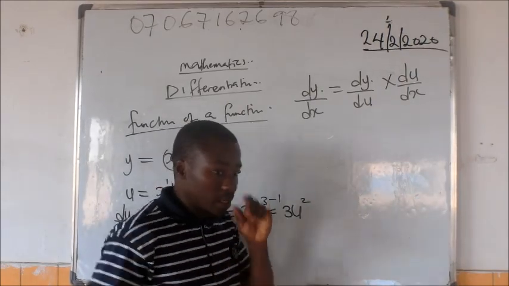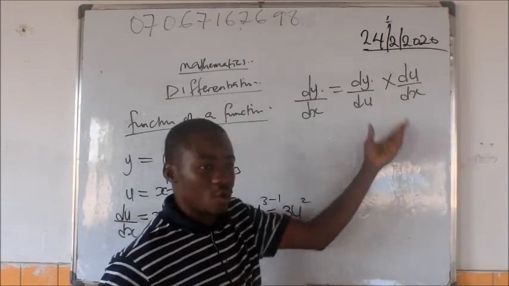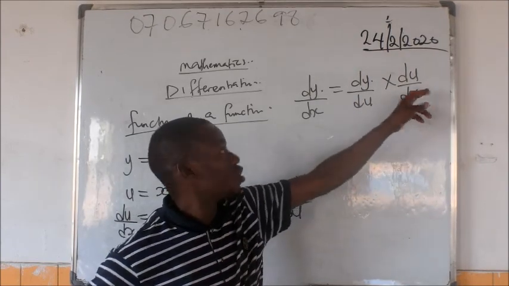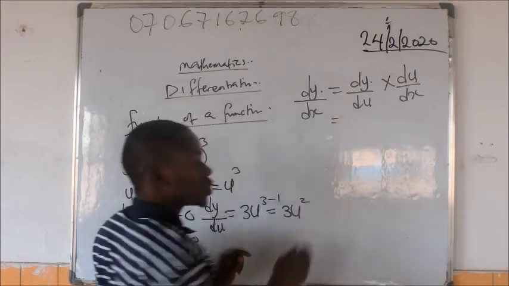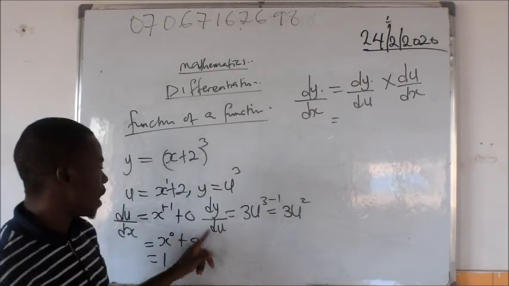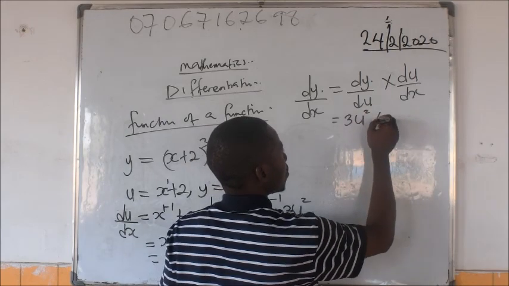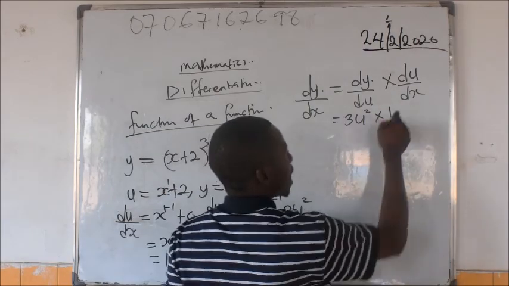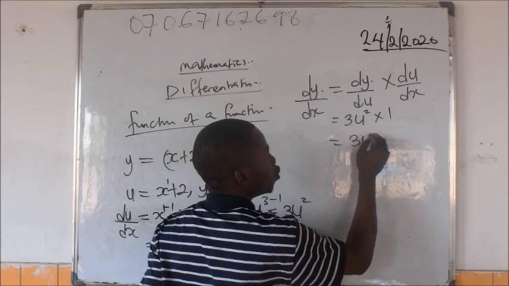Are you getting what I'm saying now? You can first bring du over dx, then multiply by dy over du. You can arrange it anyhow you like. You can bring this one first, then this one second, or the other way round. Now, what is dy du? You have 3u squared, so you put it. Multiply by du dx, which is 1. It will now be 3u squared multiplied by 1, which gives you 3u squared.